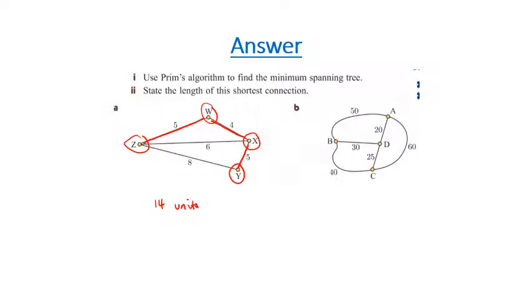Here, I might choose D. The shortest length is to A. Then the next shortest length is from D to C, and from D to B is then my next shortest length. So that's going to be my spanning tree, and that's going to give me, what's that, 45 and 30 is 75 units in length.